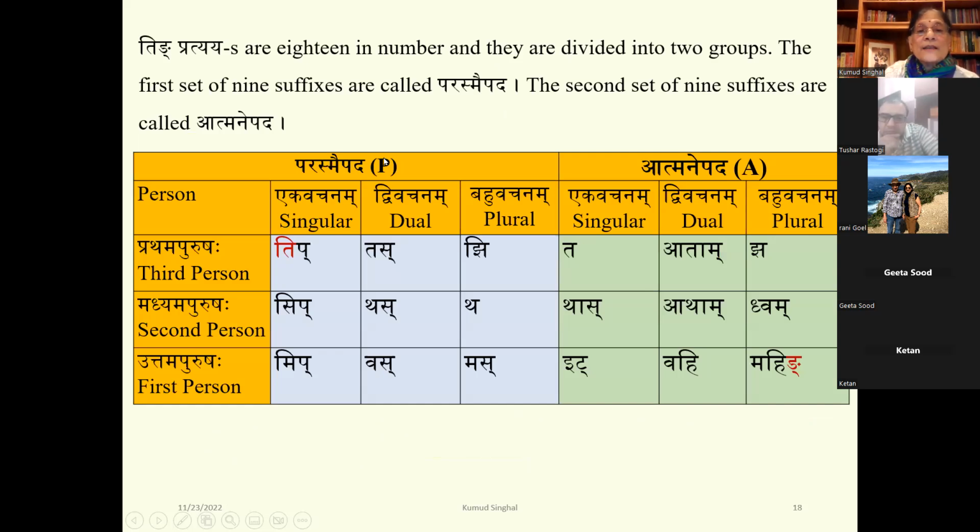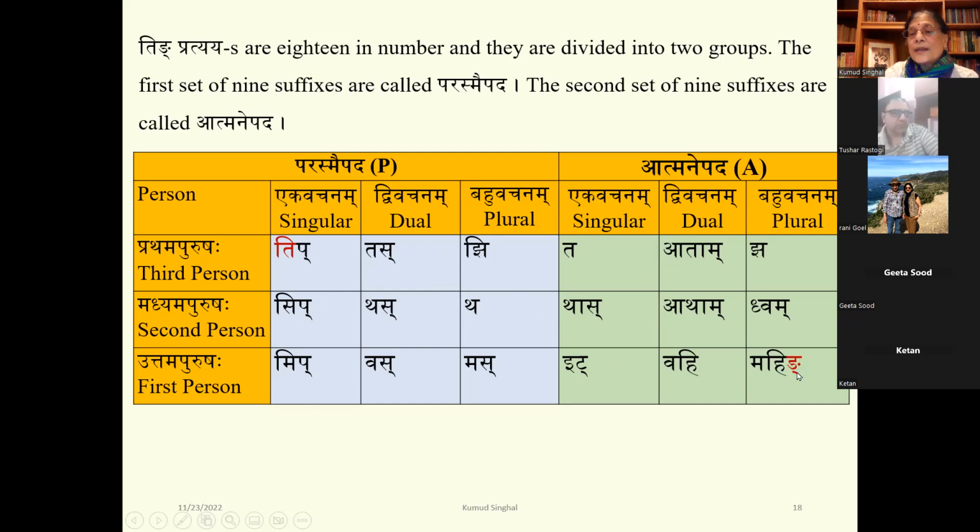So these verbal suffixes are summarized in this table. The blue ones are the parasmaipada suffixes. So 3 numbers and 3 persons. They are tip, tas, jhi. Don't worry, they will be simplified. So I'm just reading them. You don't have to know them, like tip tas jhi, sip thas tha, mip vas mas.